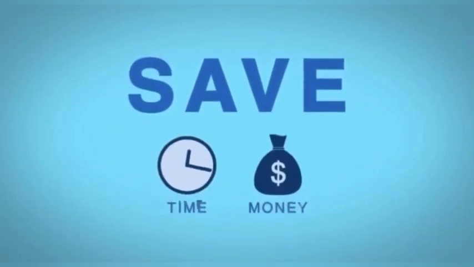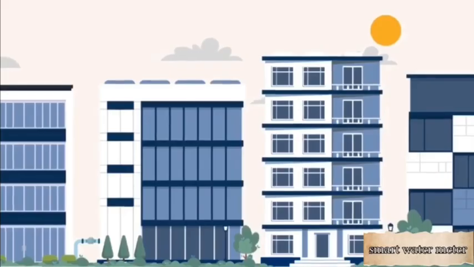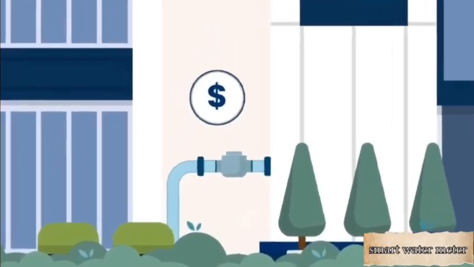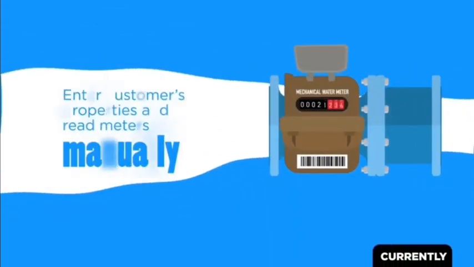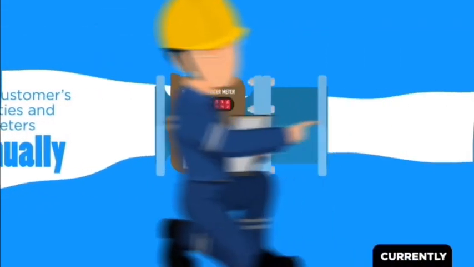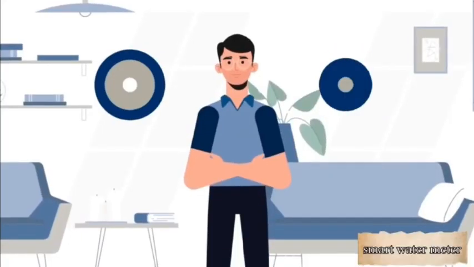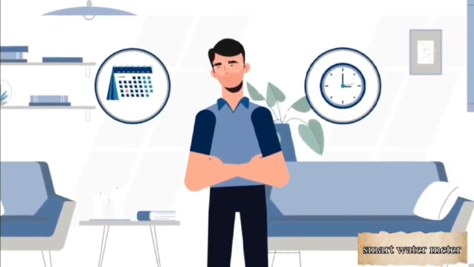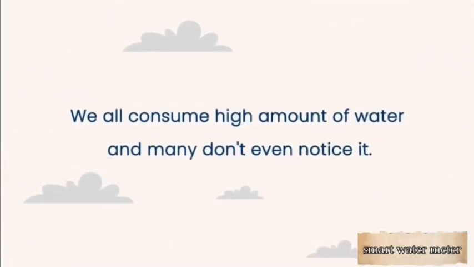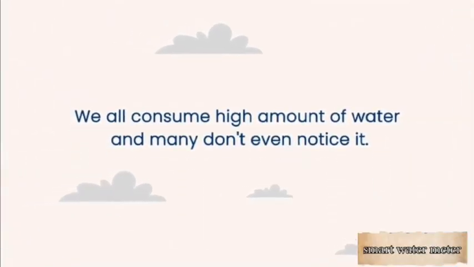Have you ever wondered how to measure your home's water usage? Traditionally, water meters were read manually by individuals who visited homes and wrote down the readings once every 4 weeks. This process can be time-consuming, inefficient, and prone to errors. We all consume high amounts of water, and many don't even notice it.